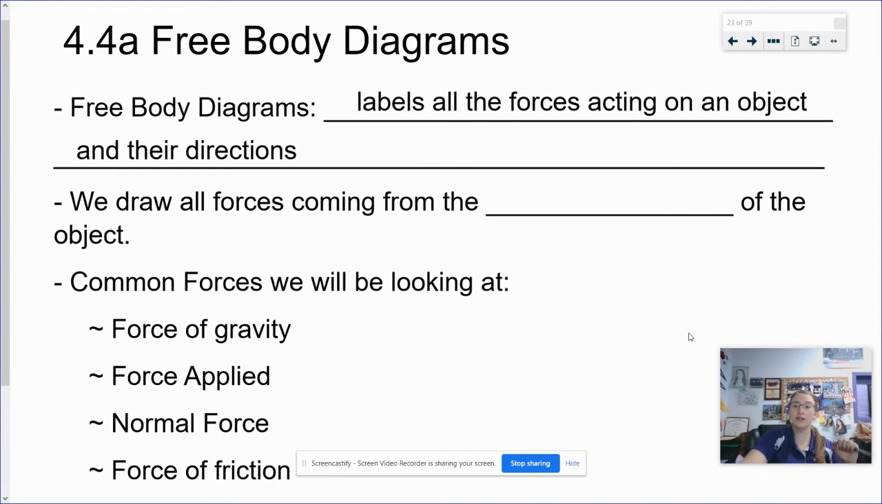Now, the way we draw these, if you're an artist, you can obviously draw the object itself. Typically what I do is, no matter what the object is, I usually draw it as a square. Depending on the situation, maybe a circle. But either way, we draw all forces coming from the center of mass of the object. So obviously if it's a square, it's the literal center. If we're talking about a person, center of mass is right from our stomach. So we just draw all of our vectors starting at one point. They all come from the same point.